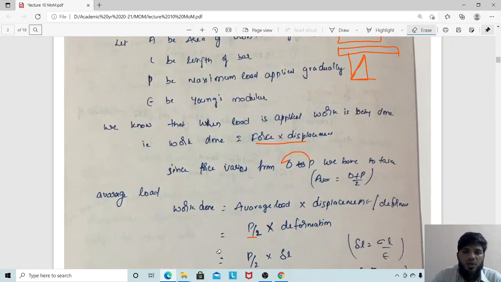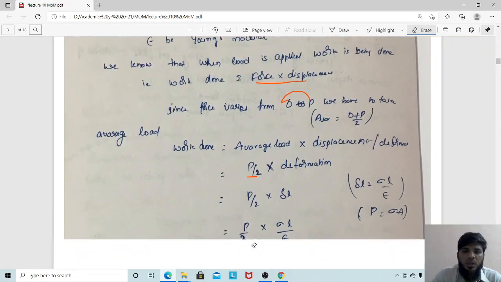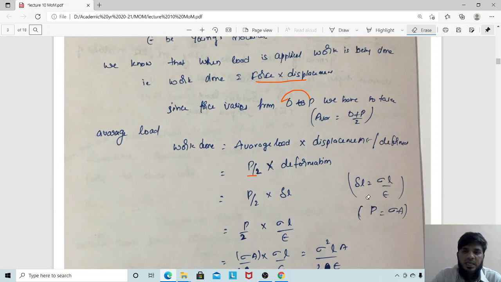Therefore, here we are going to substitute P by 2 into delta L, that is equal to PL by AE or sigma L by E. Since this is the average force, instead of using PL by AE, we are using sigma L by E. Here I have already done P is equal to sigma into A. Clear? So P by 2 into sigma by E into L.